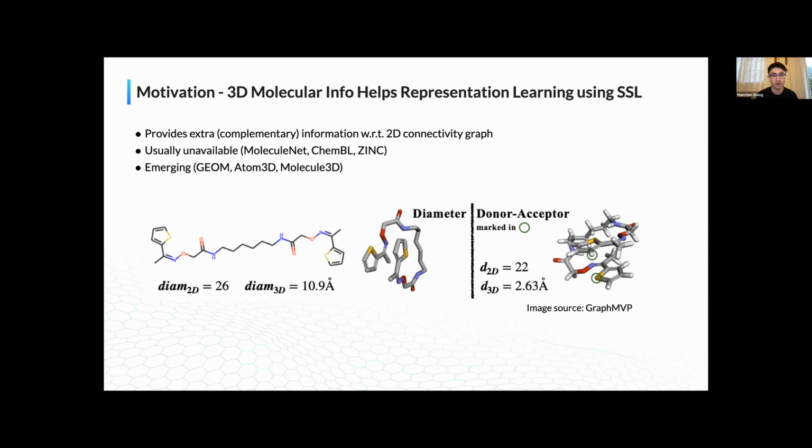But it is emerging. A lot of researchers have noticed that, and they have started to create large collections of 3D molecule structures, such as GEOM, Atom3D and Molecule3D. Below we show a diagram where the diameter of the 2D molecule graph is large, but in spatial distribution, you can see the 3D structure provides more information with respect to its 2D connectivity representations, either from the diameter or from the donor-acceptor structure predictions.